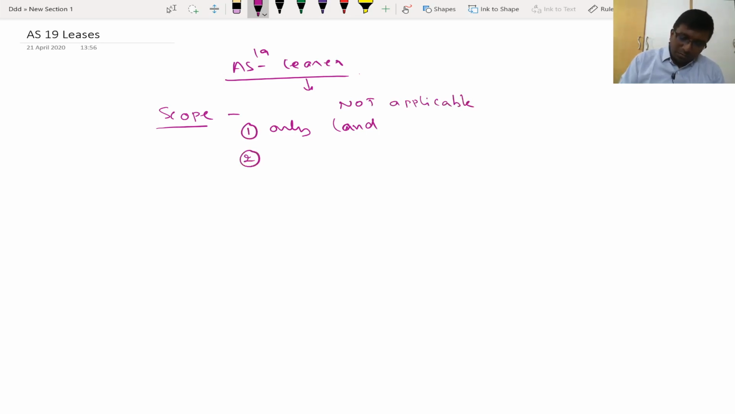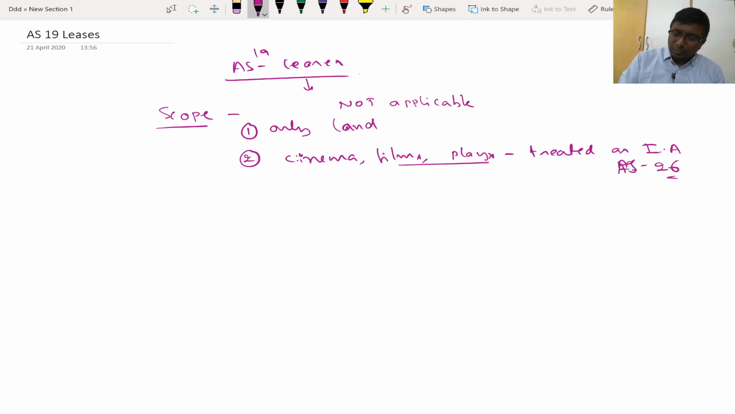Second point: cinema recordings, plays, films. Lease of cinema films or any such kind of things, the standard is not applicable. If it is not applicable, then what is applicable? These items will be treated as an intangible asset. So one should refer to Accounting Standard 26 for this. It will be dealt with by Accounting Standard 26.